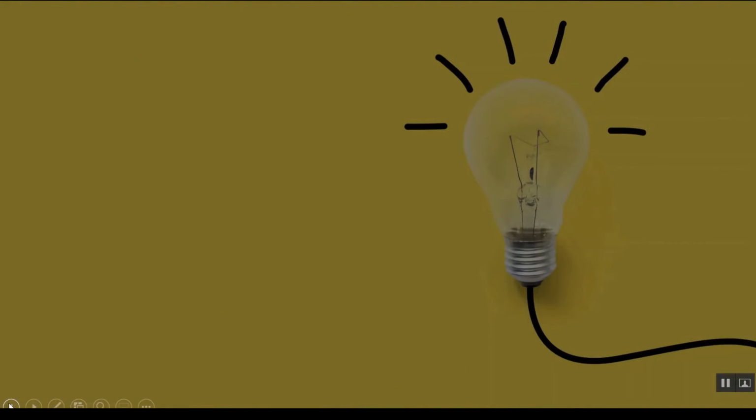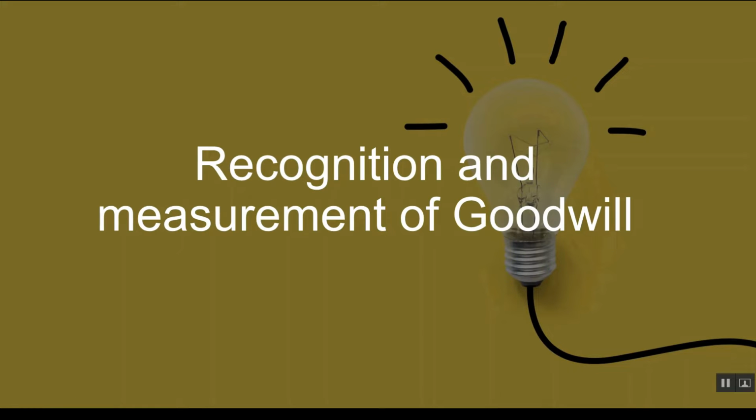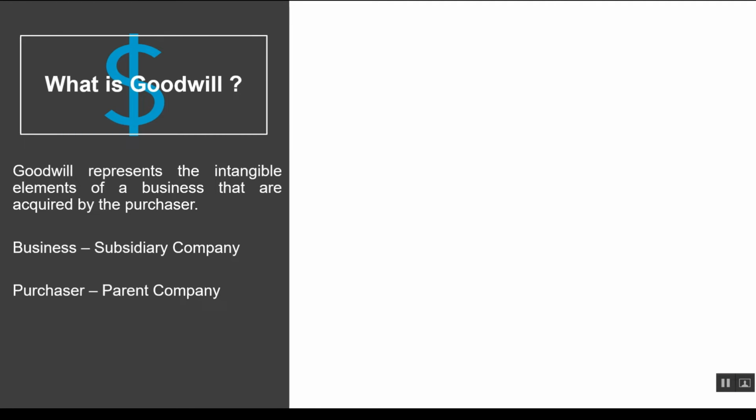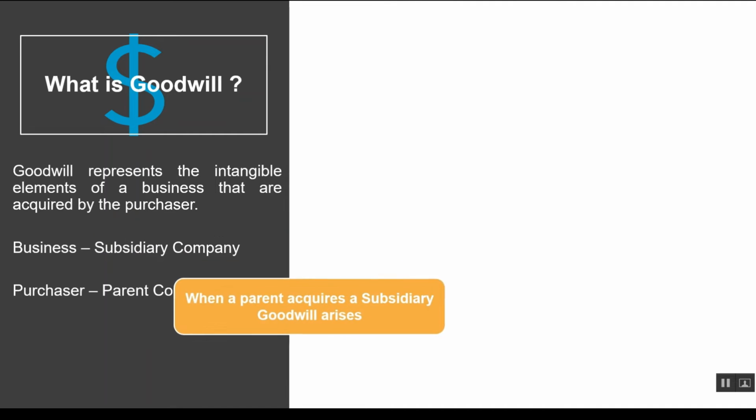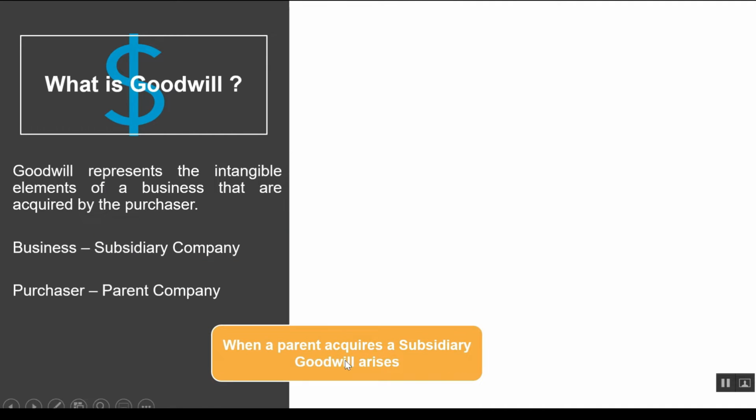In this video, I am going to discuss recognition and measurement of goodwill. Prior to that, let's understand the meaning of goodwill. So, what is goodwill? Basically, goodwill represents the intangible element of a business that is acquired by the purchaser. Here the business means a subsidiary company, and the purchaser means the parent company. So when a parent company acquires a subsidiary company, goodwill arises.